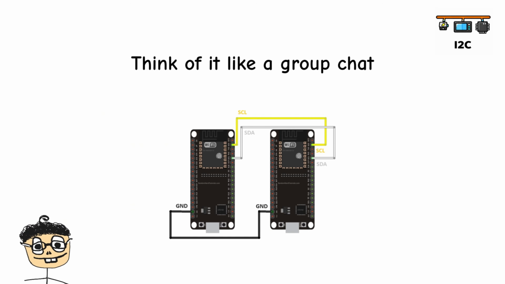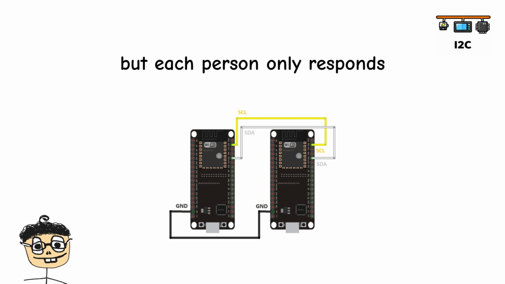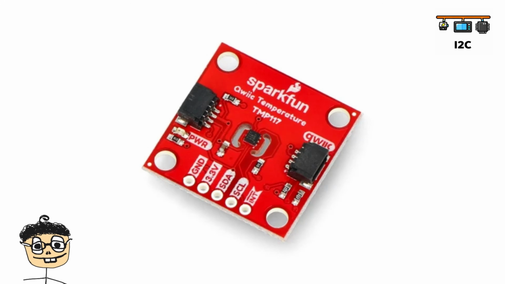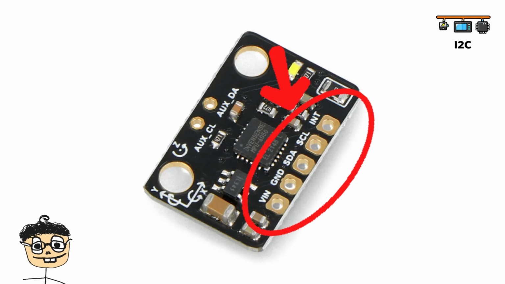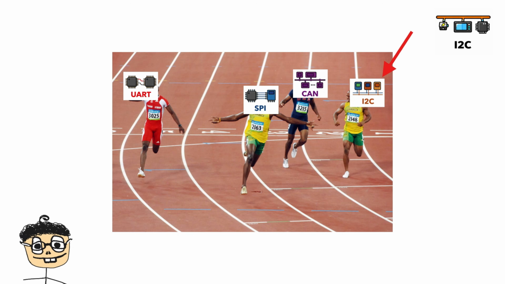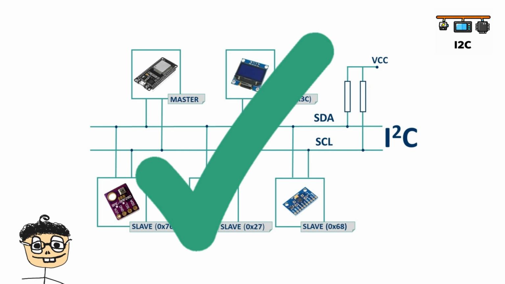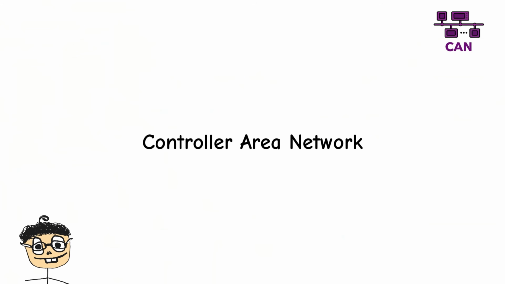Think of it like a group chat where everyone is on the same line, but each person only responds when their name is called. You'll find I2C in temperature sensors, OLED displays, and gyroscopes. It's slower than SPI, but when you need to connect many devices without using many wires, I2C is your best friend.